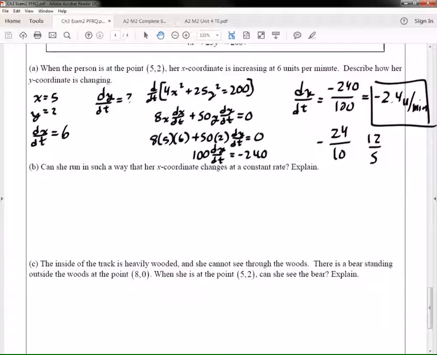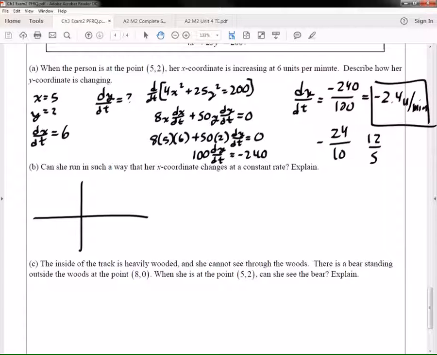Now, for the sake of time, I'm not going to write it. I'm just going to explain it. You could say, no, she cannot run in such a way that her x-coordinate changes at a constant rate. Why? Because if she is running at a constant rate, the x-coordinates would actually change at a different rate.